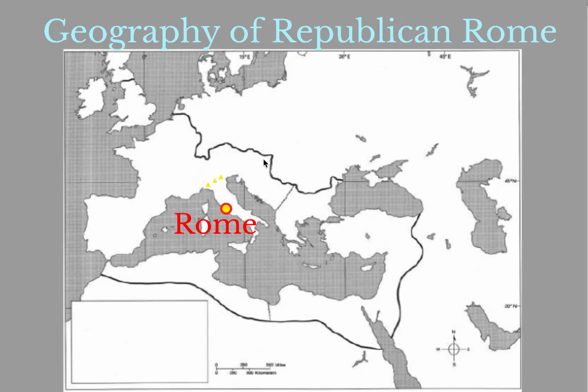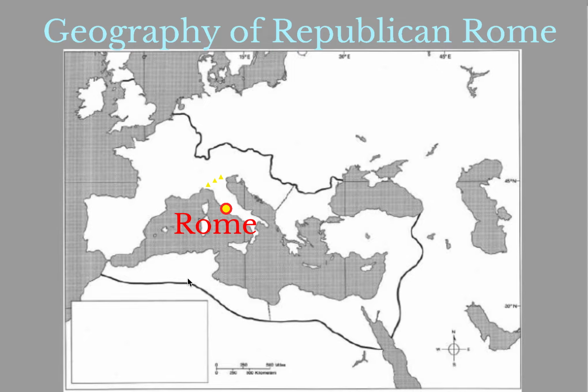This line on the map represents Rome at its furthest extent. Your reading that you complete tonight will talk you through how it reached this furthest extent, or at least started to expand from a city-state to an empire. There's a few geographic features we should point out.